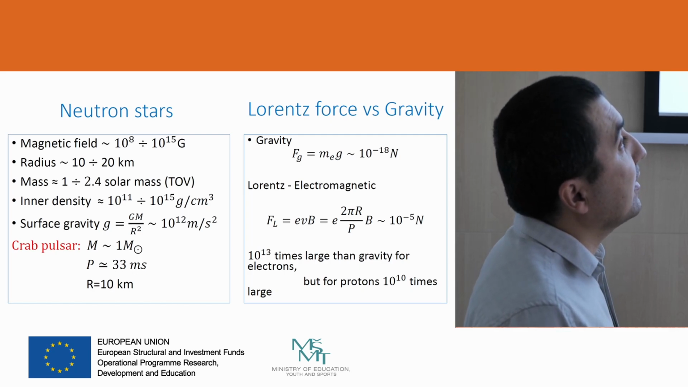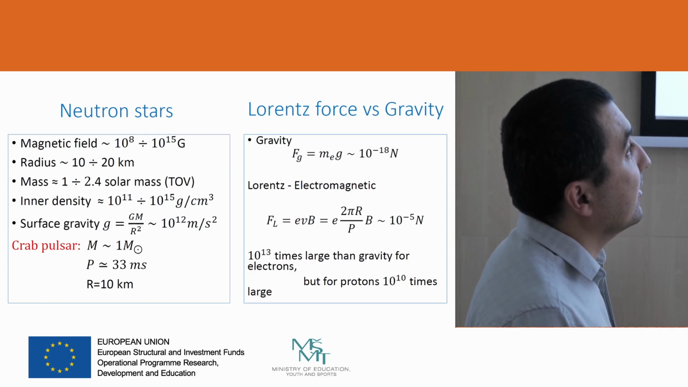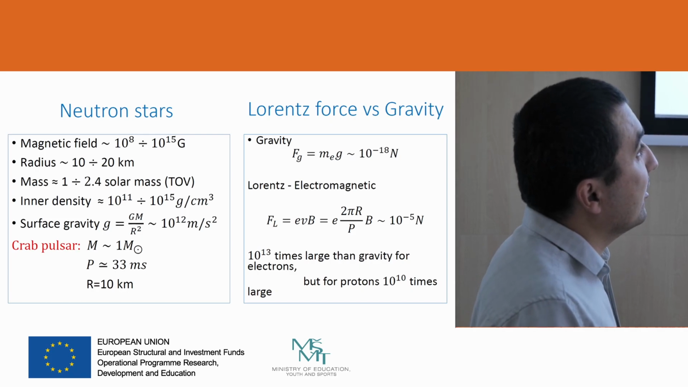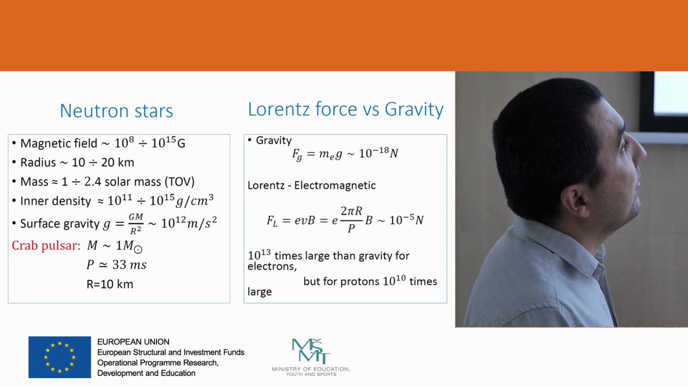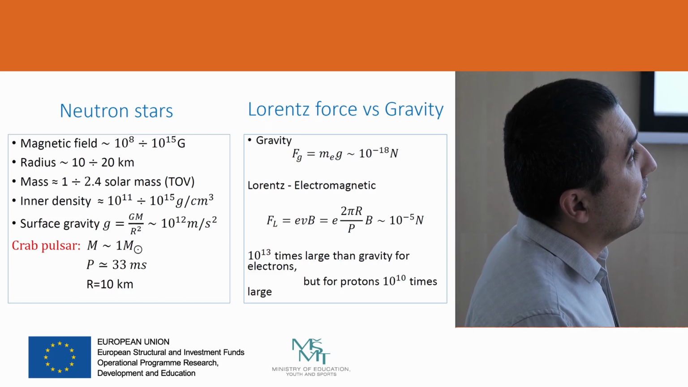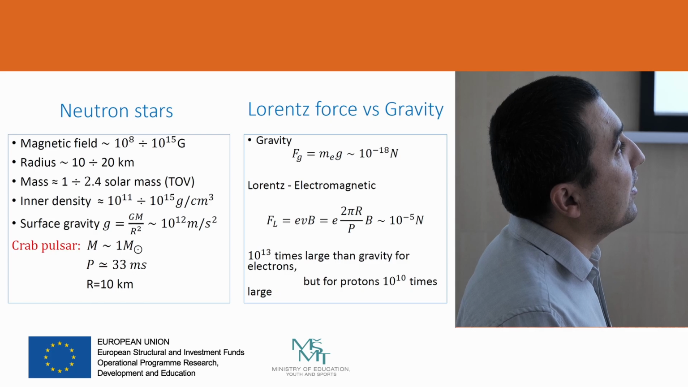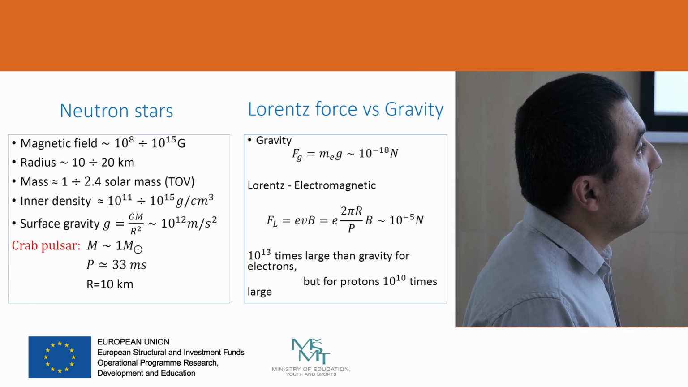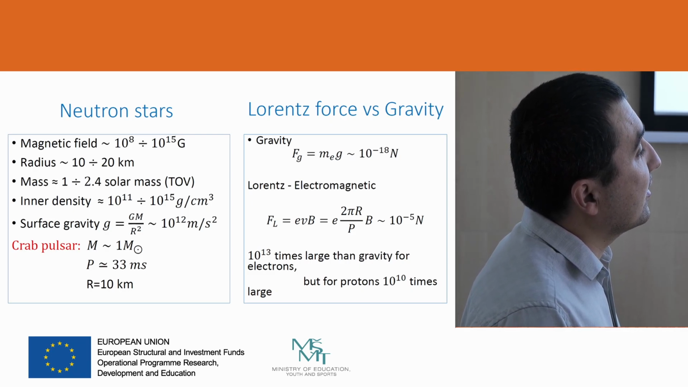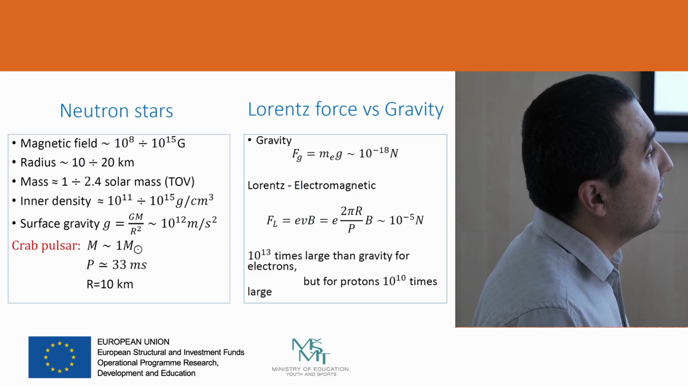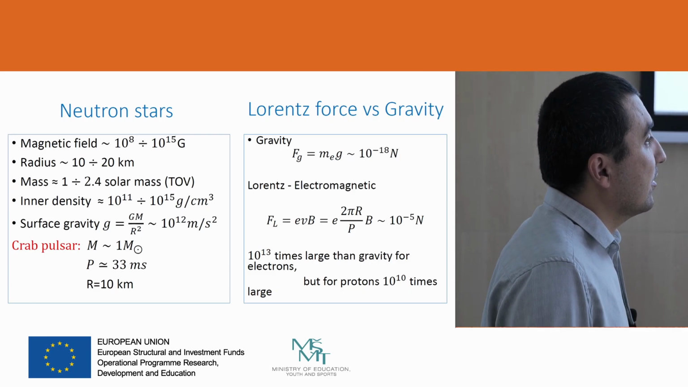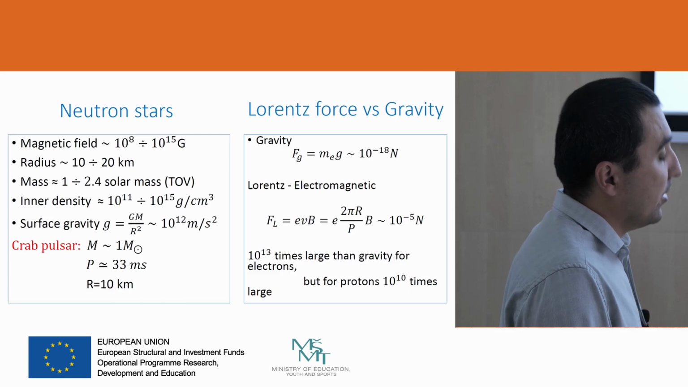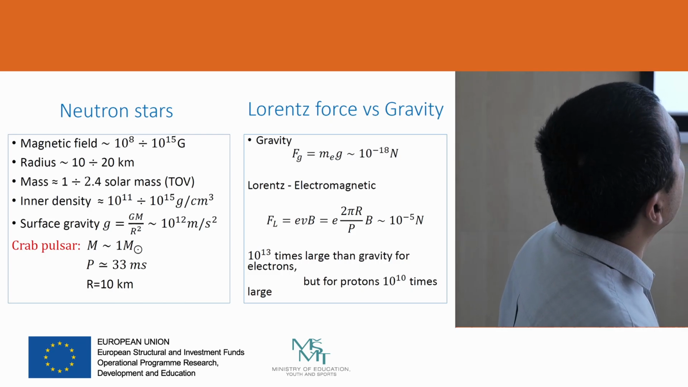We can compare the gravity and the Lorentz forces on the electron. For example, we can easily calculate approximately that gravity is 10^-18 Newton, and the electromagnetic forces are more than 10^13 times larger than gravity forces for electrons. For protons it is about 10^10 times larger. These are just estimations.